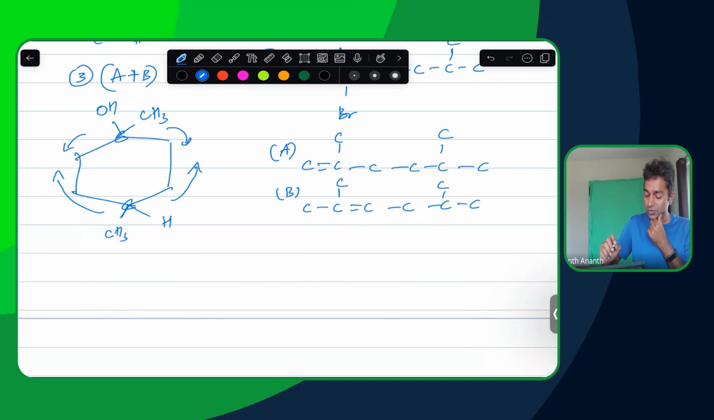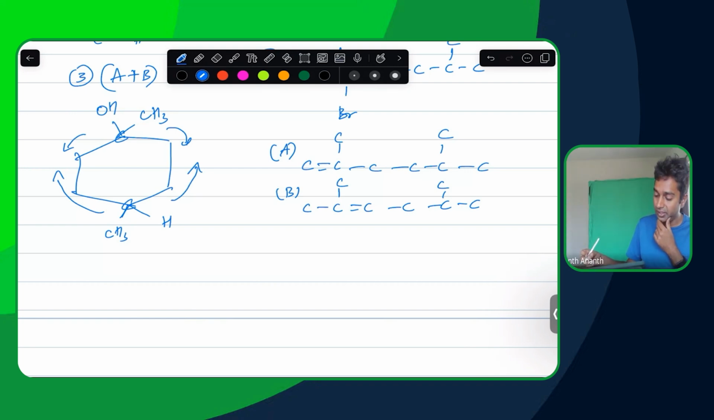Because 3 is also not going to be. Wait, 3, you'll get cis-trans isomers, but it is not chiral. It is not optically active. You will only get cis-trans isomers. None of them are correct here.